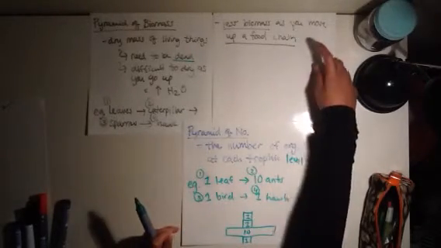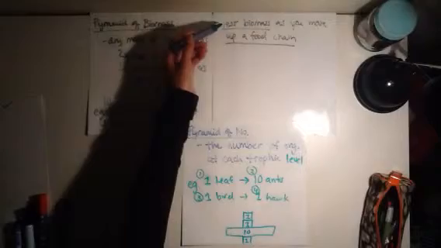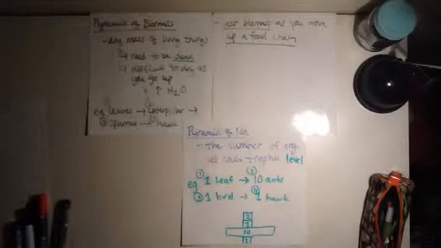And the next thing you need to know is that there's less biomass as you move up a food chain. Like I said, because it's more difficult to dry it up. So less biomass as you move up. So that's the pyramid of biomass.